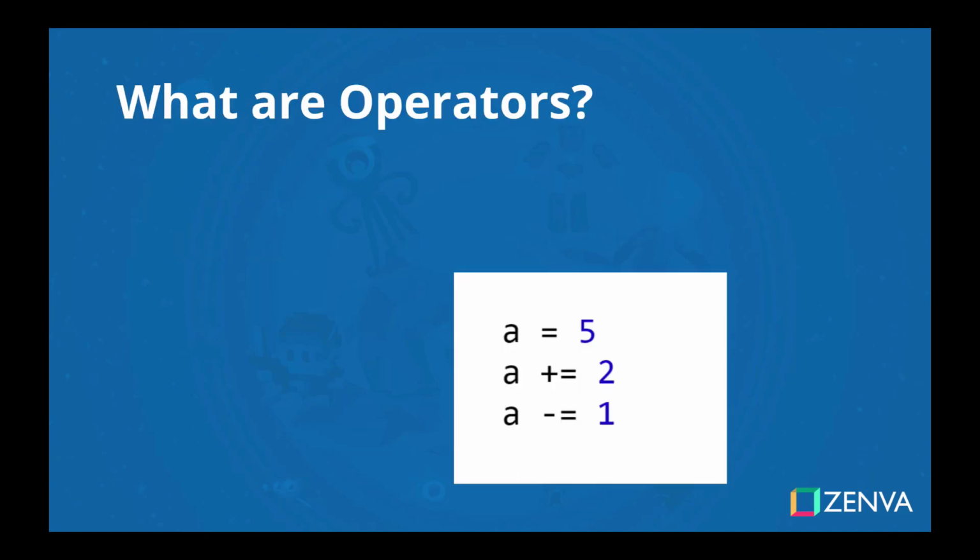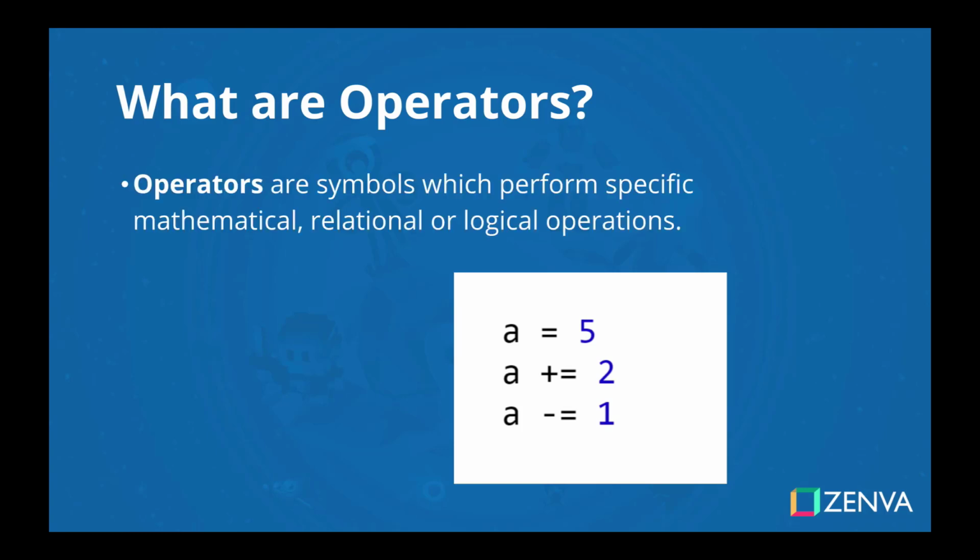So what are operators from a programming standpoint? Well, these are simply symbols which perform specific mathematical, relational, or logical operations. Now, these can be used to manipulate variable values in some way by maybe adding some value to a variable, subtracting a value, etc. Or these can be used to perhaps compare two values and return a true or false result based on the values they contain.